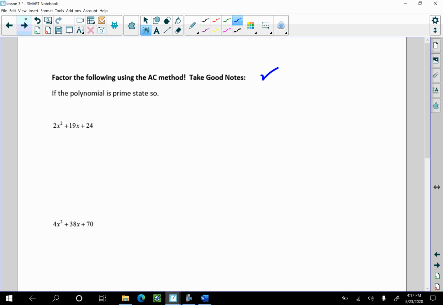And what we're going to do is we're only going to factor using the AC method, because you can use the AC method to factor any trinomial. So the AC method is this. The first thing I need to realize is that all trinomials can be written this way: ax squared plus bx plus c, where a is the coefficient of the x squared term, b is the coefficient of the linear x term, and c is the constant of the trinomial.